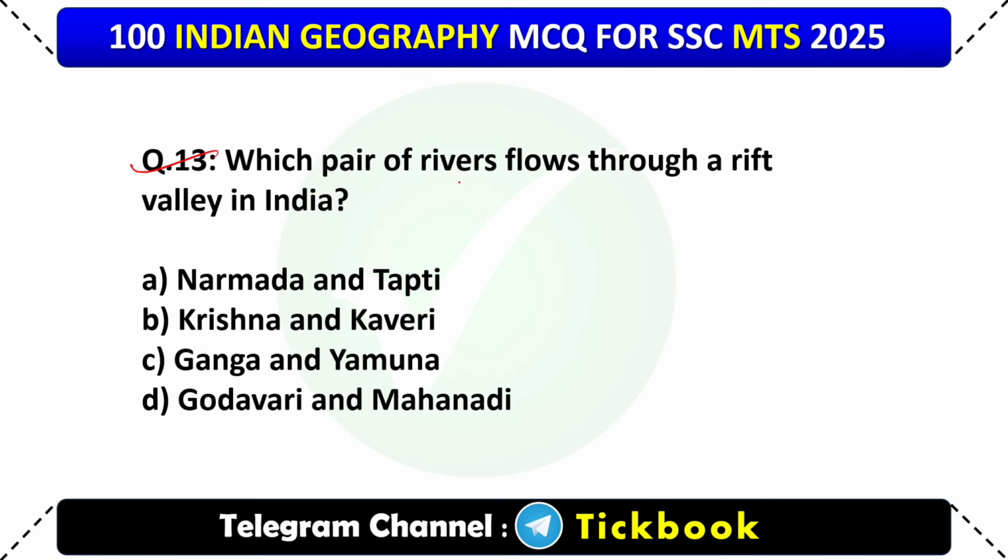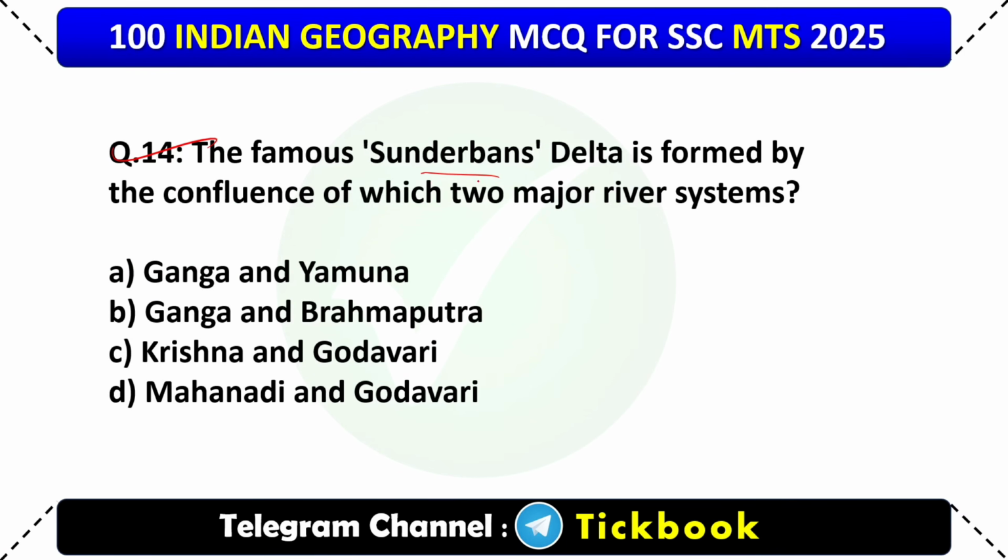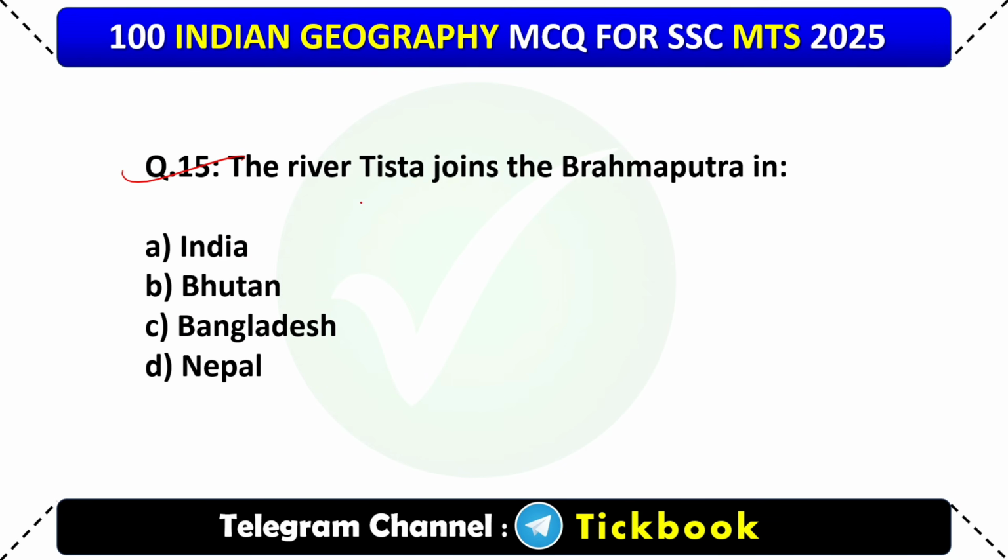13, which pair of rivers flows through a rift valley in India? Option number A, Narmada and Tapti. 14, the famous Sundarbans delta is formed by the confluence of which two major river systems? Option number B, Ganga and Brahmaputra. 15, the river Teesta joins the Brahmaputra in?